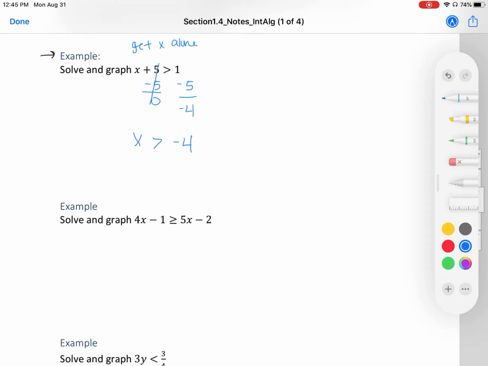Let's graph it. And again, with your graph, when you do it in your online homework, you'll have graphs, so you can just click your mouse and drag it to what you need to do.